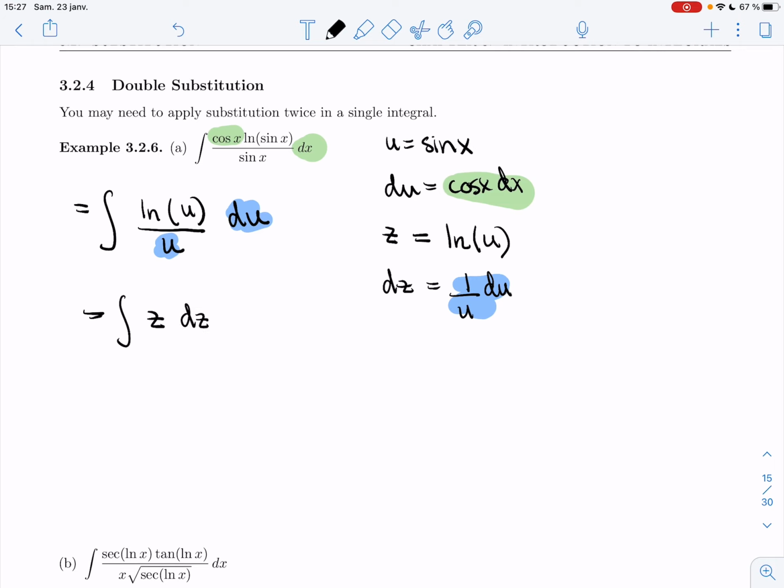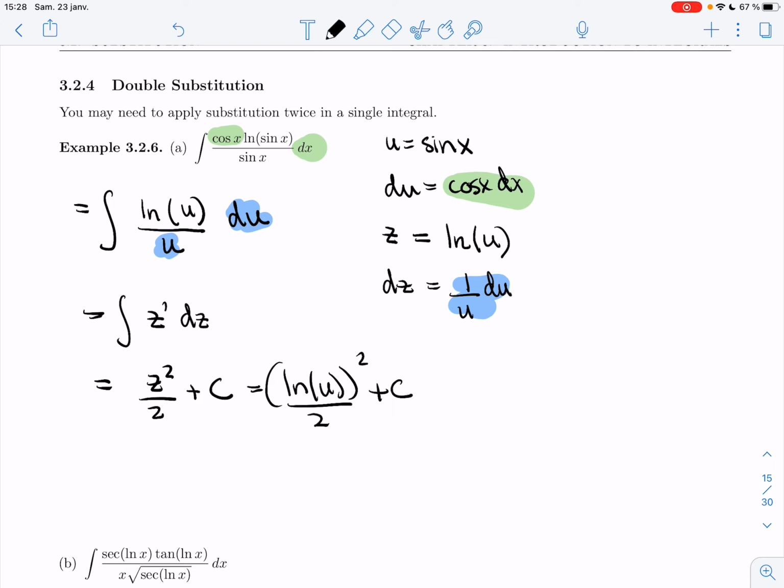Now that's a nice integral. That's one that I can compute. It's z to the 1, so I get z squared over 2 plus c. And now I want to go back so that my final answer is in terms of my original variable, which is x. So if I have z, I could write z as ln of u. So I'm going to get ln of u squared over 2 plus c.